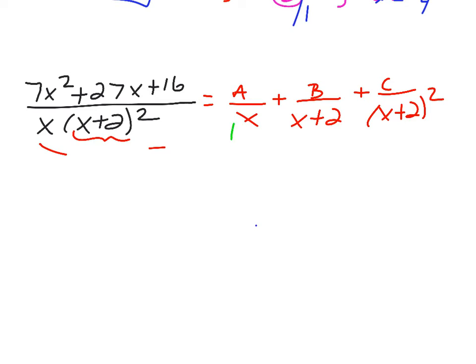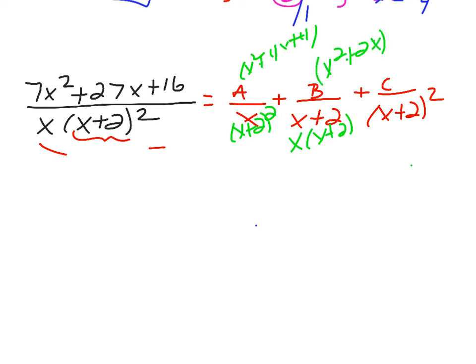So over here I need x plus 2 squared. So I'm going to write it as the trinomial, which is x squared plus 4x plus 4. And this denominator needs an x plus 2 and an x. So I need an x and an x plus 2. So that's x squared plus 2x. And then the last one here is just going to need an x.